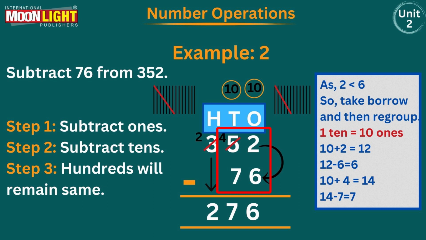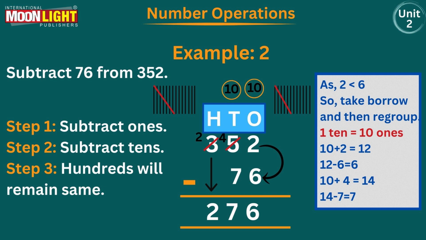10 plus 2 is 12. Now 12 minus 6: I am going to draw 12 lines over here and cut 6 lines. Now how many lines will I have remaining? Yes, you can count: 1, 2, 3, 4, 5, 6. So how many lines remaining? Yes, 6 lines remaining. So I will write the number 6 here at ones place.